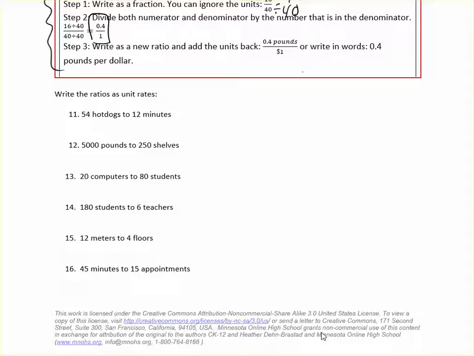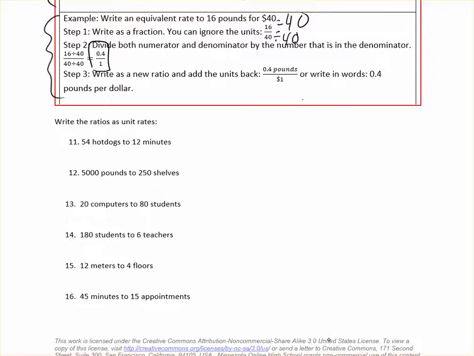Let's see, how about number 11? 54 hot dogs to 12 minutes. So what do we do first? Should I go back up here? Write it like a fraction. Ignore the units. 54 to 12. Now you are going to divide both numerator and denominator by the number that is in the denominator. The denominator is the bottom number. It's a 12. We need to divide both 54 and 12 by 12.